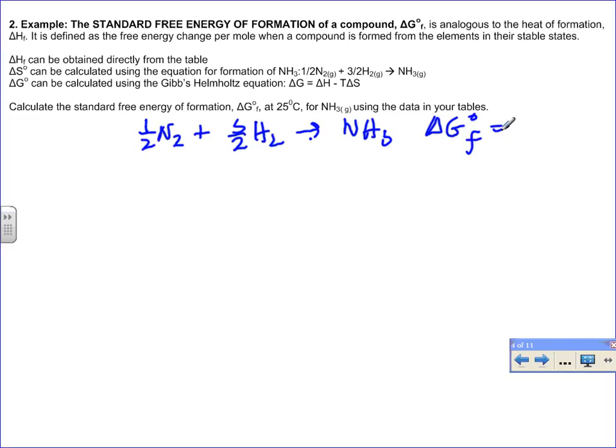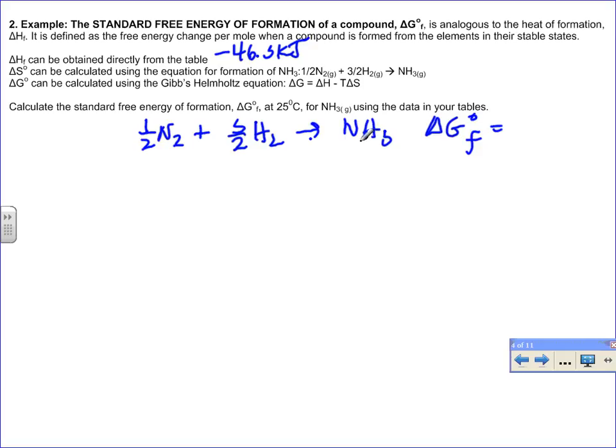So in order to find the delta G naught F for this reaction, we're going to approach it using the same formula. Delta G is equal to delta H minus T delta S. So what we need to do is obtain the delta H naught F for ammonia, which we can get directly from the table. The value for that is negative 46.3 kilojoules. The delta S naught must be calculated because although the heat of formation is going to be zero, the change in entropy is not going to be zero for this process.